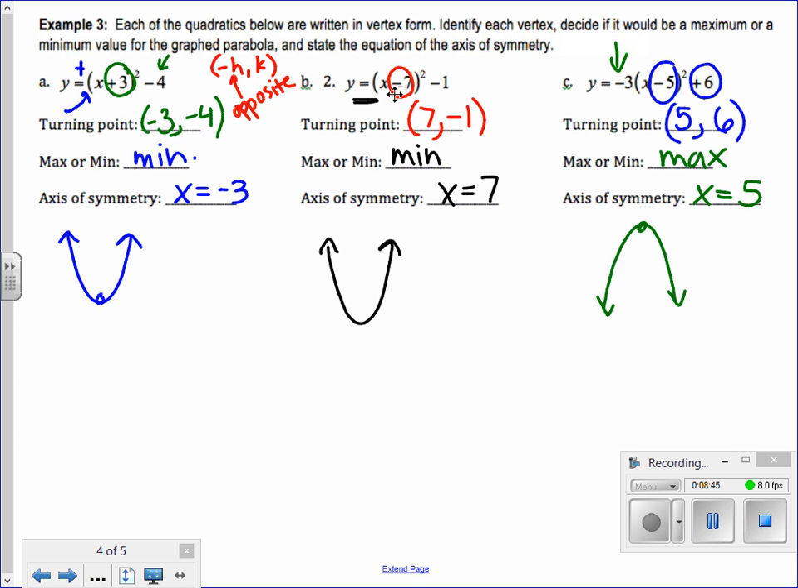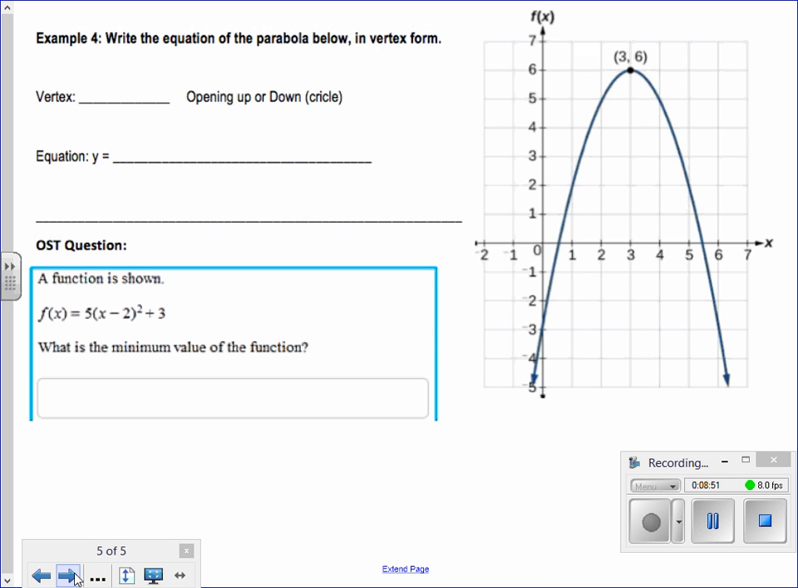All right, vertex form is just one of those things you need to practice a little bit with, but once you get it, you're really going to get it for good. All right, last two problems here. We're given a parabola, and now it says write the equation of the parabola below in vertex form. So first of all, I'm going to identify the vertex. It's already labeled for you at 3, 6.